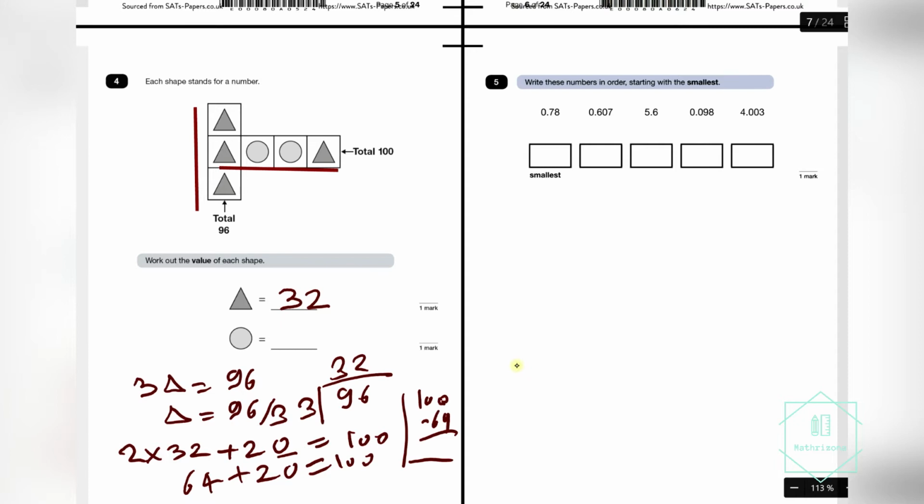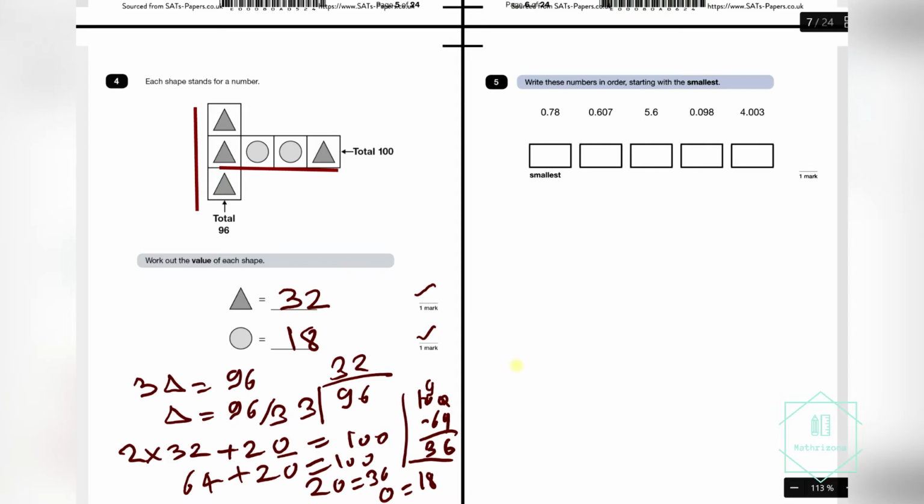So we will take the value, carry forward. 10 minus 4 is 6, and it will be 9. 9 minus 6 is 3. So 2 circles is equal to 36, which means one circle will be half of 36, which is 18. So circle is 18. Good.